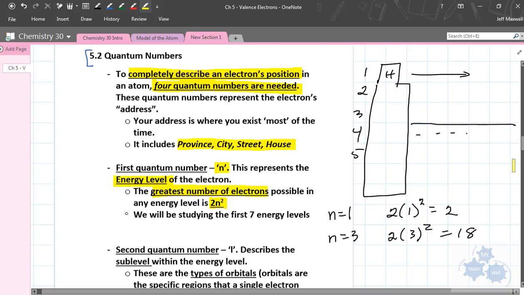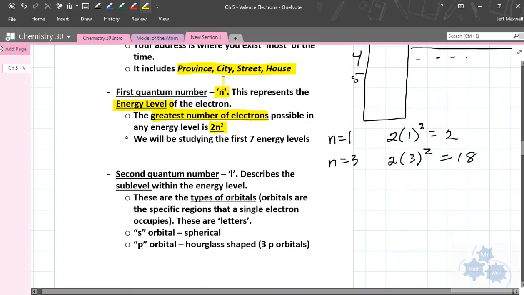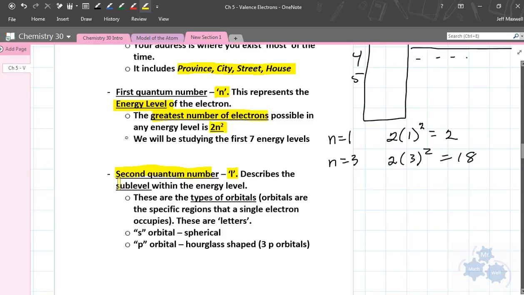So the second quantum number, its letter is L, and it describes the sub-level within the energy level. So you'll hear this word sub-level a lot. You have an energy level, and then inside the energy level, there are sub-levels. Now, these sub-levels are types of orbitals. And we talked yesterday about orbitals being the specific regions that electrons can occupy. And these types of orbitals are represented by letters.